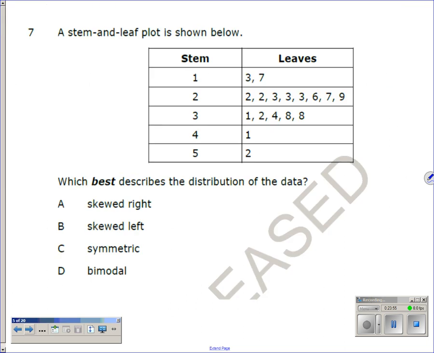All right. Let's go on to number 7. Again, another stats problem. Oh, wait, the percentage of that, by the way? 45%. Stem and leaf plot shown below. We know how to read a stem and leaf plot. We've seen this before. It says, which best describes the distribution of the data? Look at your answer choices. Skewed right, skewed left, symmetric, bimodal.